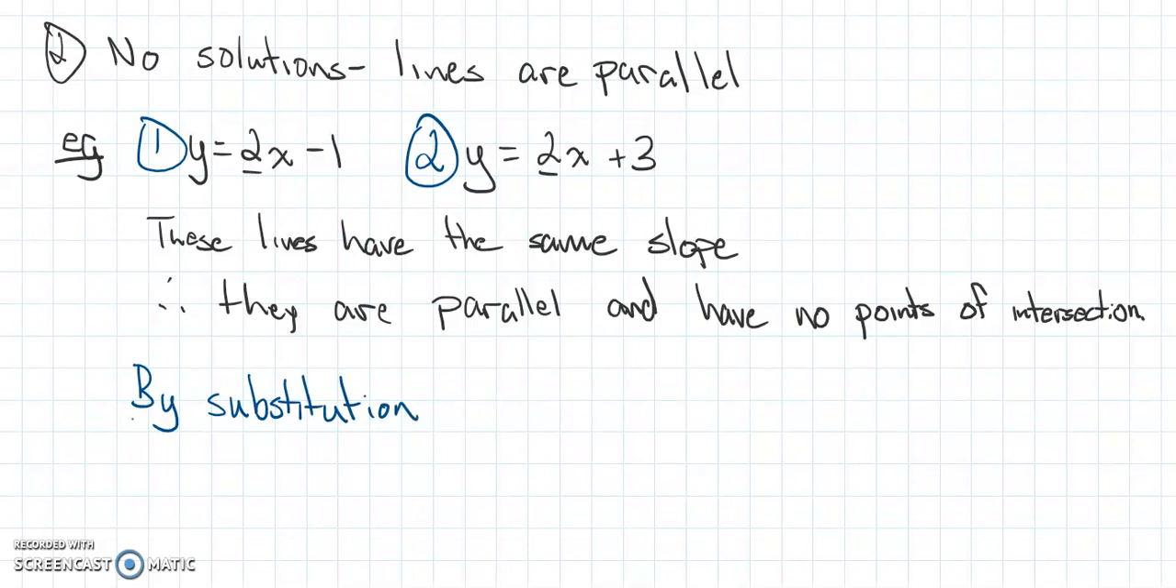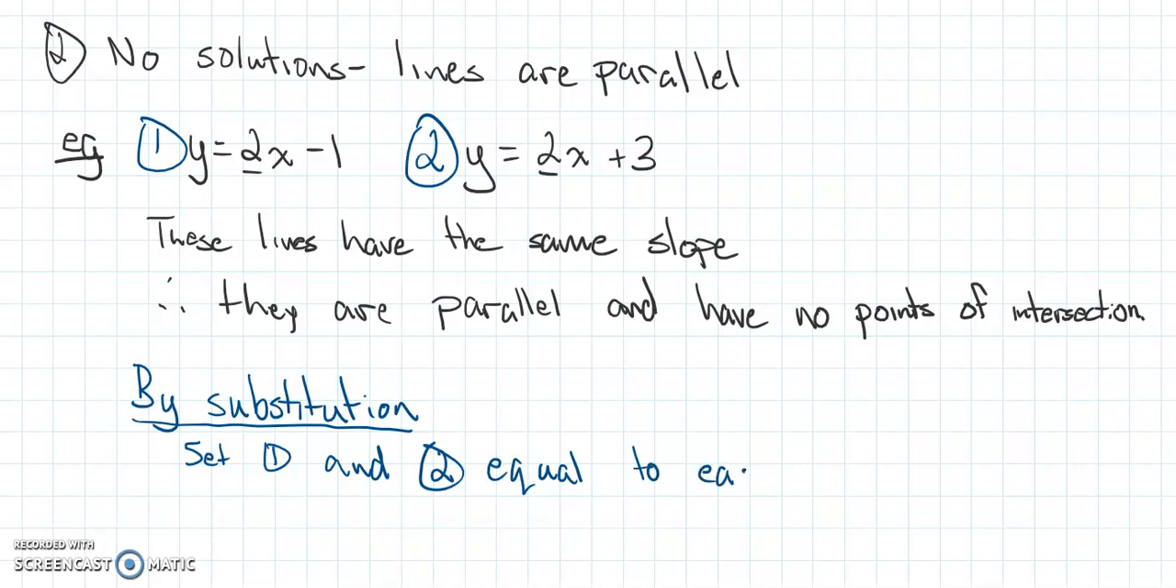When we do substitution here, since both equations have y by itself, we can just set 1 and 2 equal to each other, since they're the right sides. We're just going to equate them. So we're going to have 2x minus 1 equals 2x plus 3.